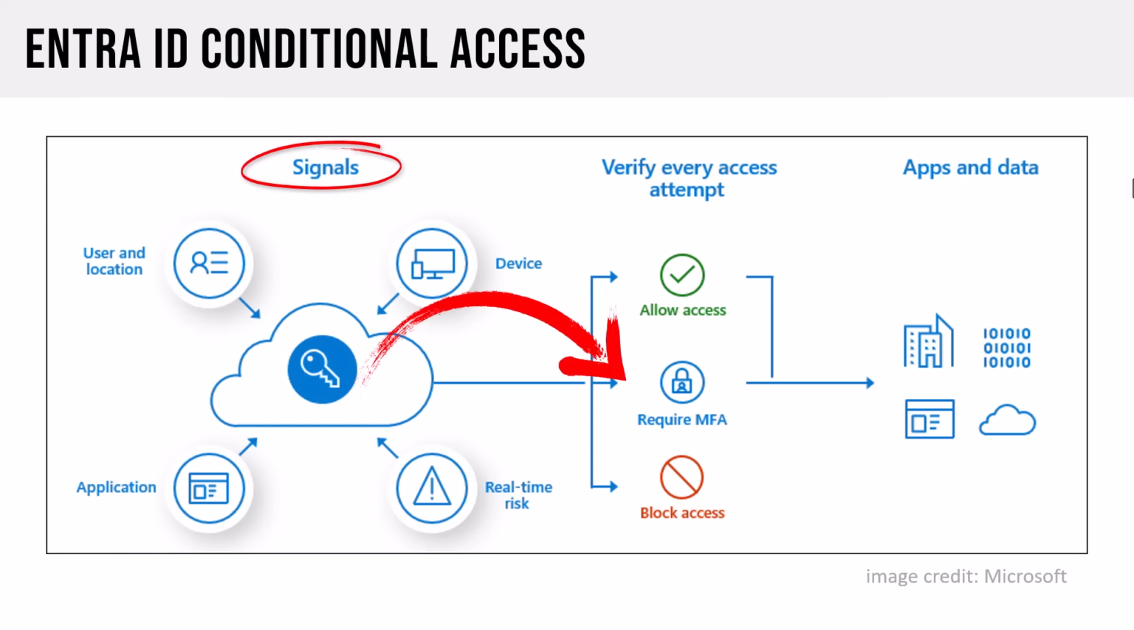Anyway, those signals are verified on every access attempt, and conditional access then makes a decision to allow access, to block access, or perhaps require a second factor, multi-factor authentication, depending on how we have configured the conditional access policy. And if the request meets all the criteria of our policy, the user then gains access to apps and data. Very powerful feature you'll use every week of your life if you become an administrator who works with Entra ID. I'll actually give you a quick tour of conditional access in just a moment.